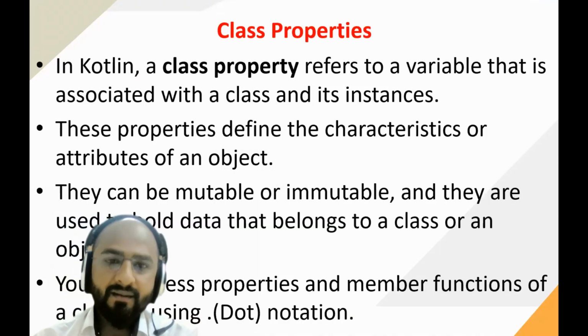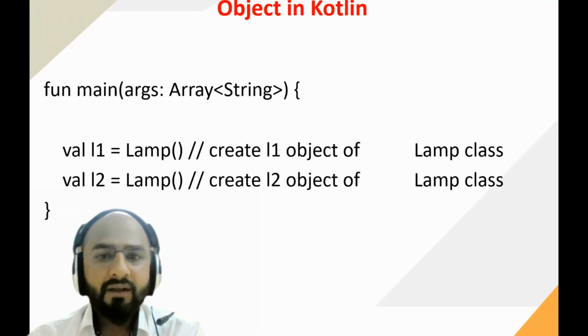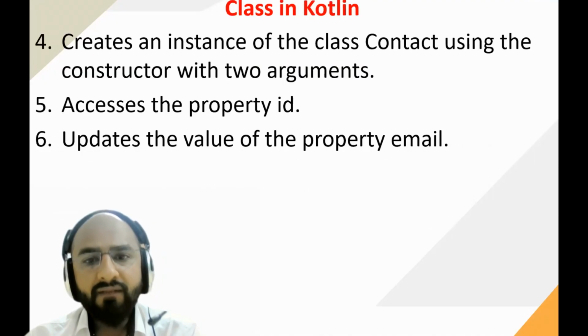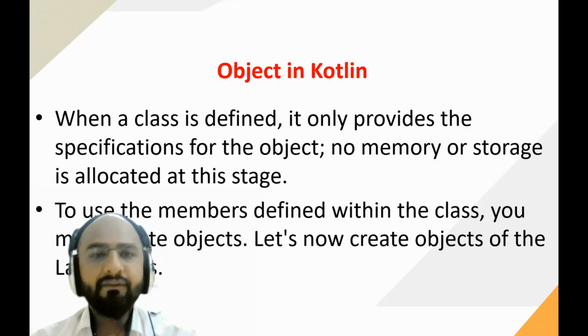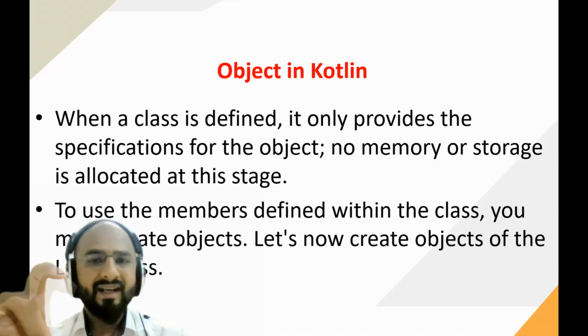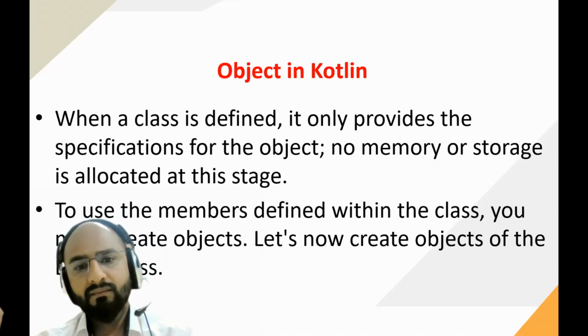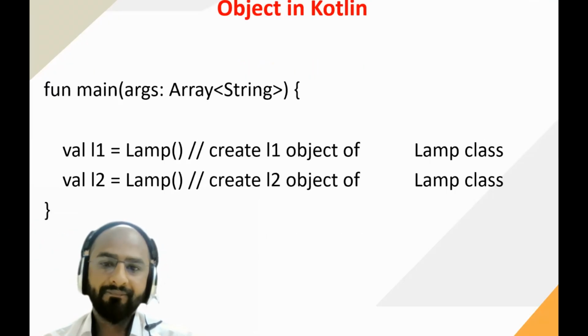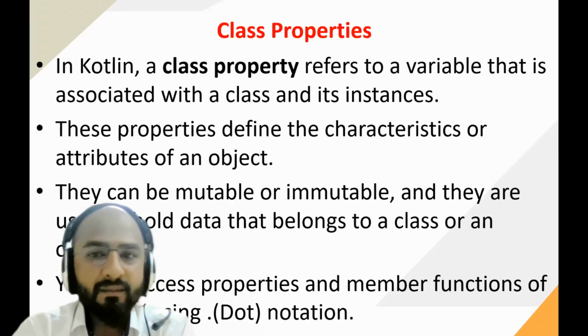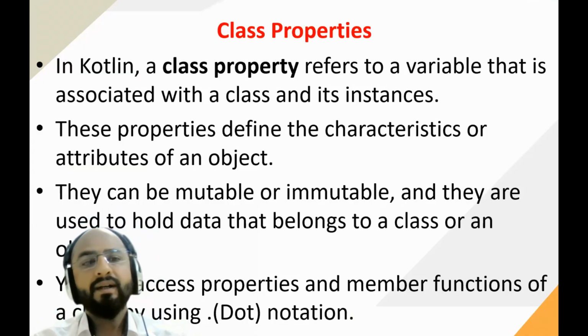So let's discuss properties now. What we have done till now is work with a class in Kotlin. What is a class? How to create a class? And then we have understood what an object is and what the use of an object is, and how you can create an object in Kotlin. Now we will discuss class properties.